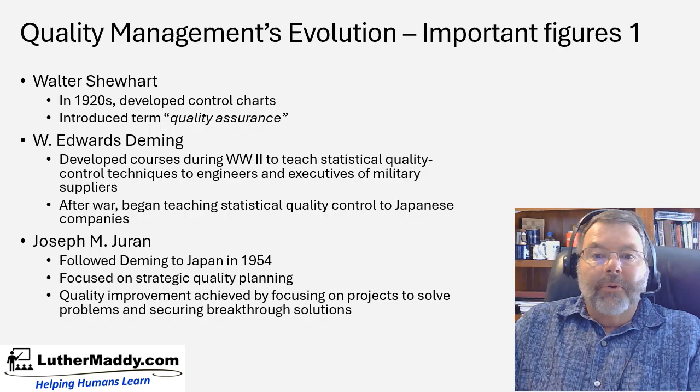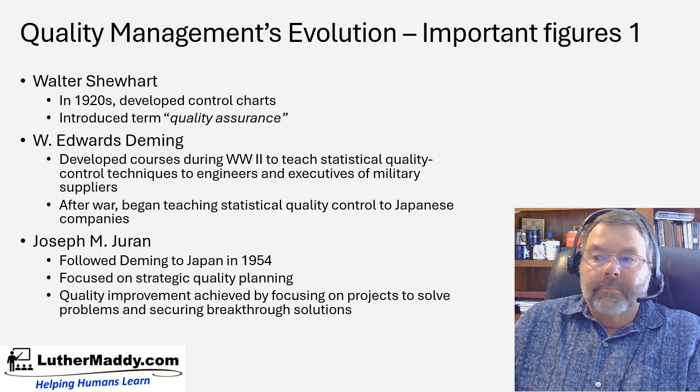And one of the most important things he taught was the fact that we don't have to test every product, we can just do sampling. And after the war, he went over to Japan, and he helped teach the Japanese companies how to improve their quality. We also have Joseph Juran. He followed Deming to Japan in 1954, and he focused on strategic quality planning and quality improvement.